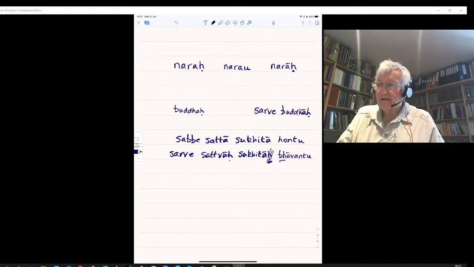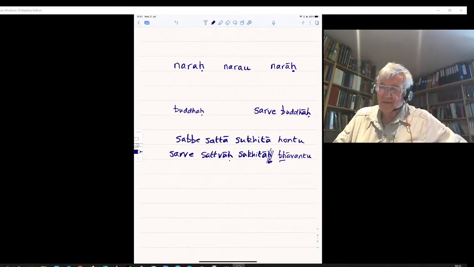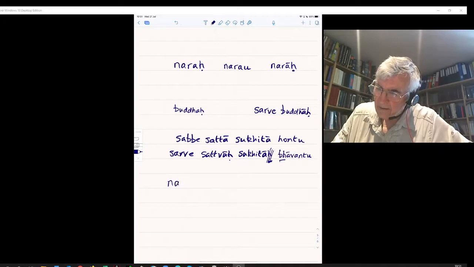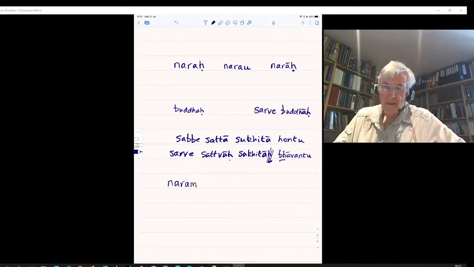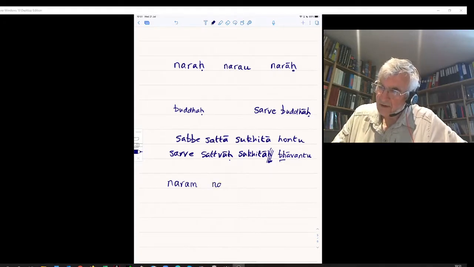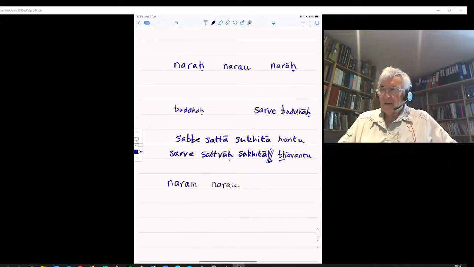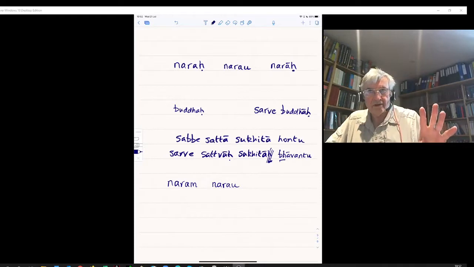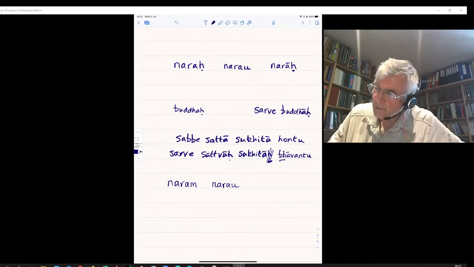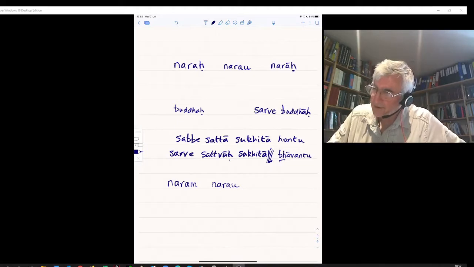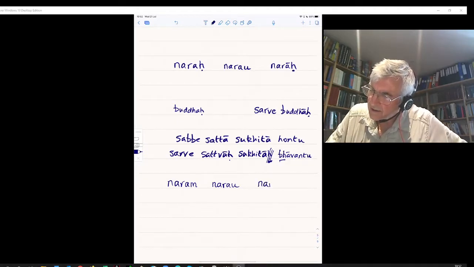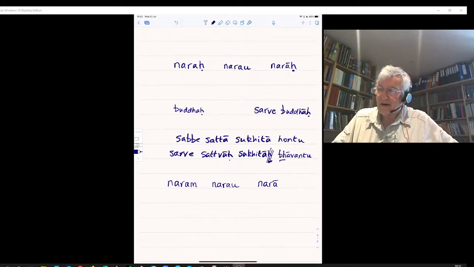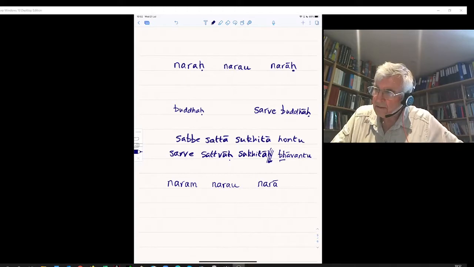Now, from naraḥ, narau, narāḥ, let's now look at the accusative. Accusative, naram. Accusative for the dual, narau. Notice that in the dual number, the nominative and the accusative are always the same. This applies throughout all the declensions. They just are. You do not distinguish in the dual between nominative and accusative. Whereas in the singular and the plural, you do distinguish. So the accusative plural, the visarga changes to an n, narān.